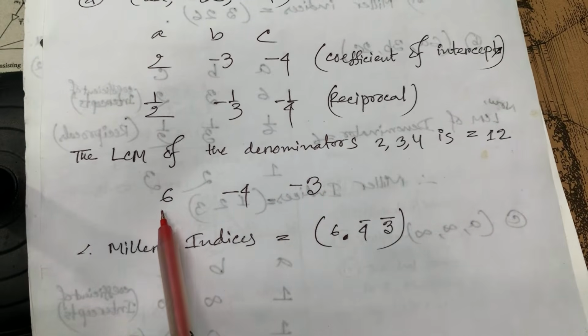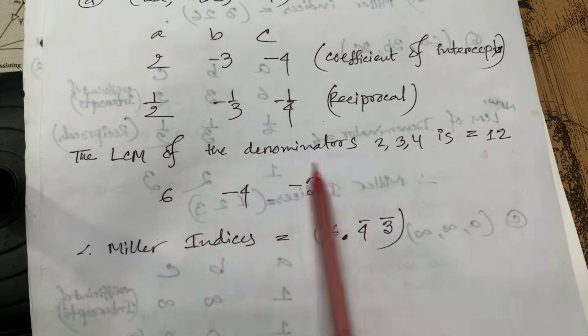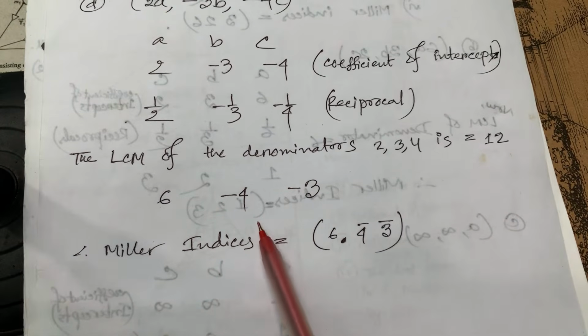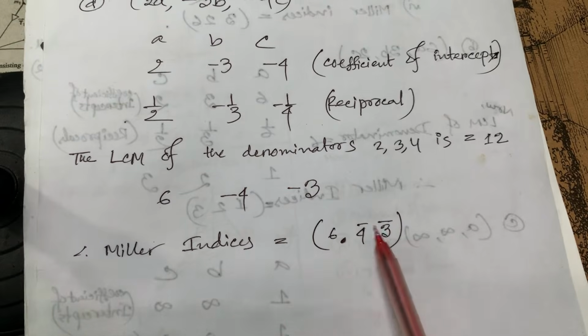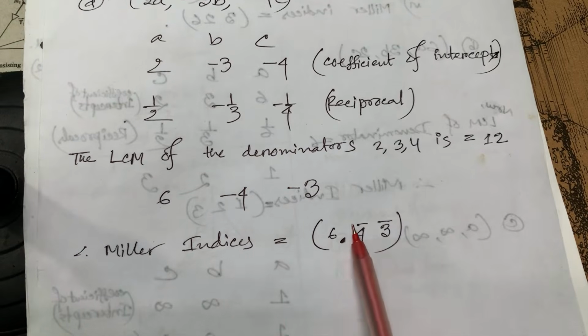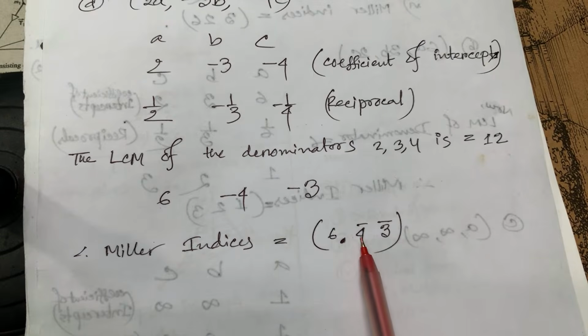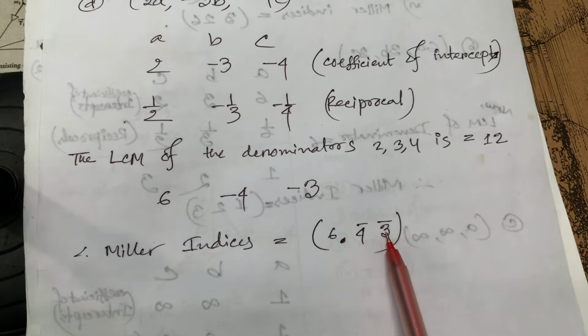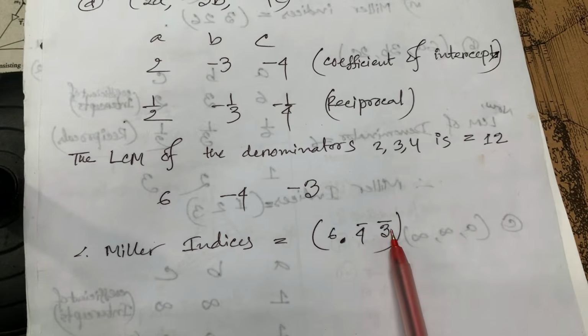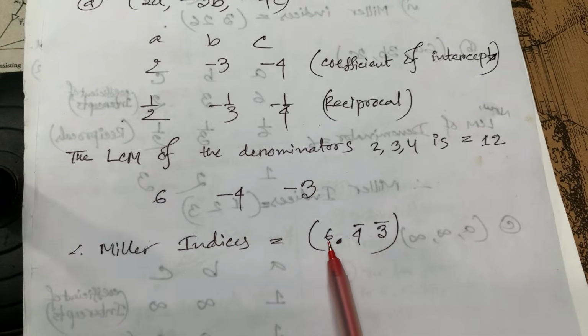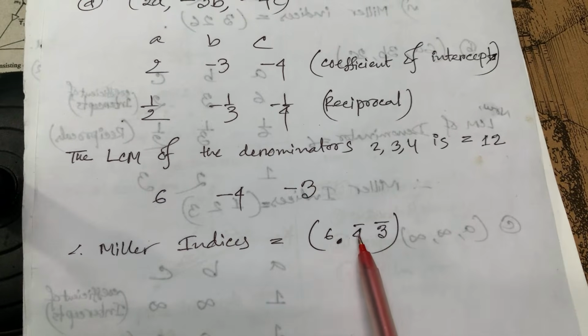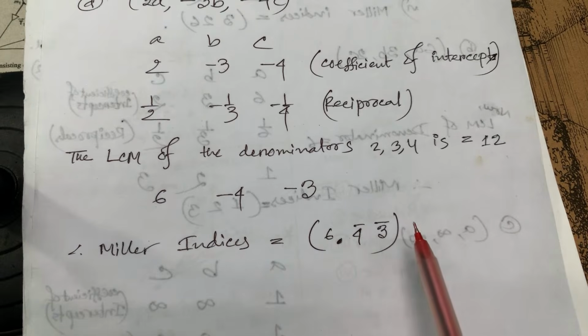So there you go, guys. This is the Miller indices: 6 minus 4 minus 3. Remember, in writing Miller indices, we never write minus 4 or minus 3. We always give a bar. This bar represents that this 4 is a negative number. This bar represents this 3 is a negative number. So we have 6 minus 4 minus 3, and in terms of Miller indices, we write it 6, 4 bar, 3 bar.